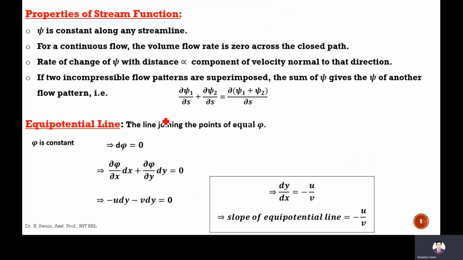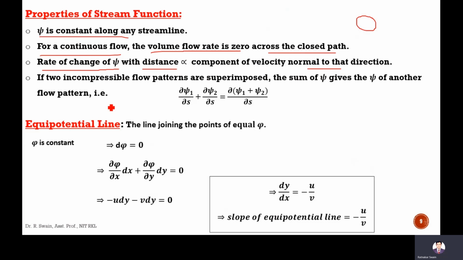Now the properties of stream function. This psi is constant along a streamline. Along a particular streamline, the psi value remains constant throughout the length. For a continuous flow, meaning there is no disturbance in between, no sink or no source in the flow, the volume flow rate is 0 across a closed path. The rate of change of psi with distance is directly proportional to the component of velocity normal to that direction.